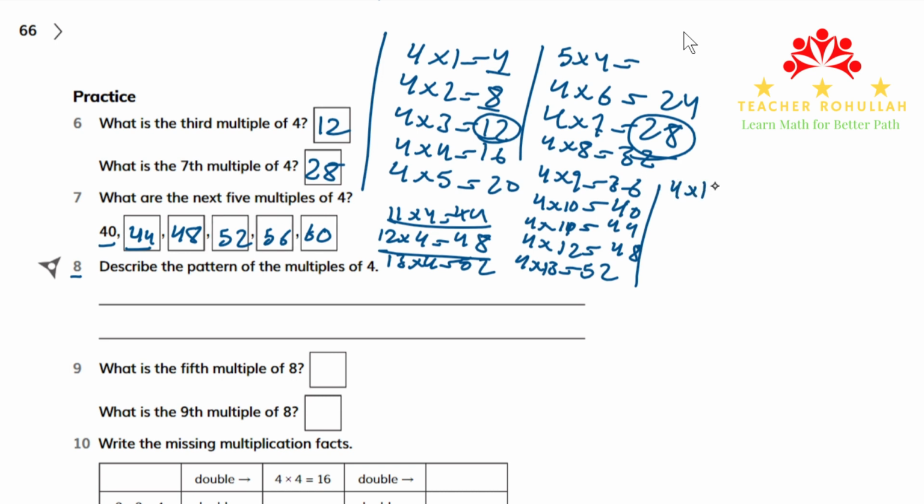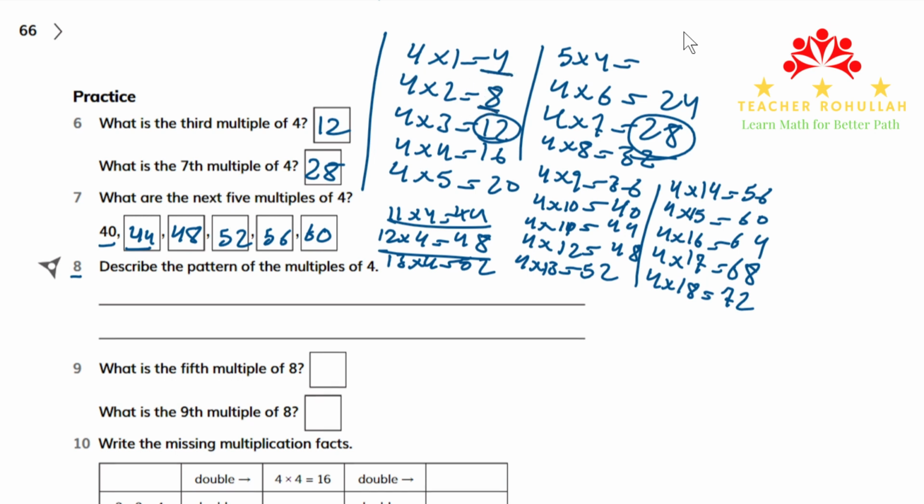4 times 14 is 52 plus 4 is 56. 4 times 15 is 60. 4 times 16 is 64. 4 times 17 is 68. 4 times 18 is 72. If we continue, we can write all of them up to 100 also. So let's have a close look at the multiples of 4.